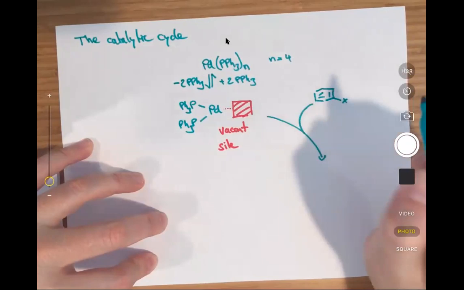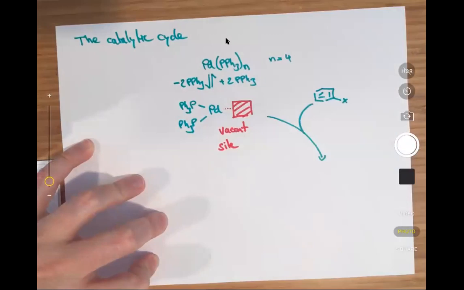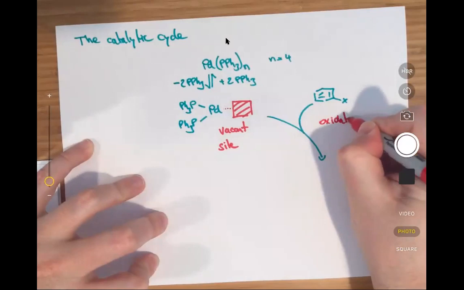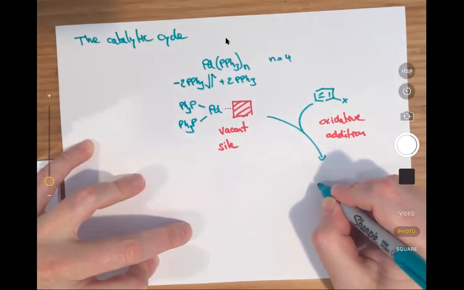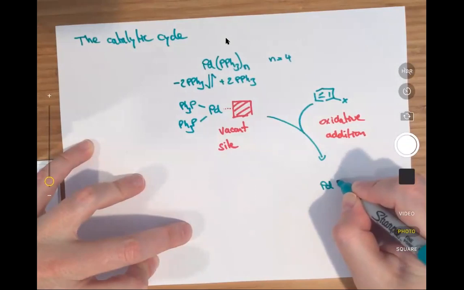And this is essentially your oxidative addition. If you go back in your notes, you already know what the product of this is going to be. It's essentially a tetracoordinate palladium, and then we have, let's put the aromatic ring up here.